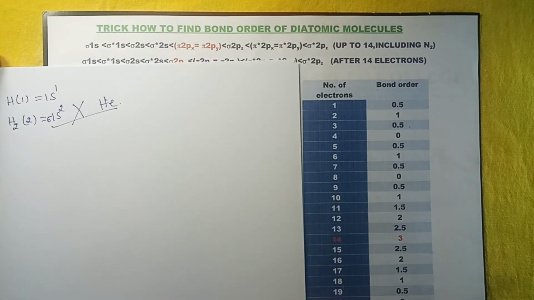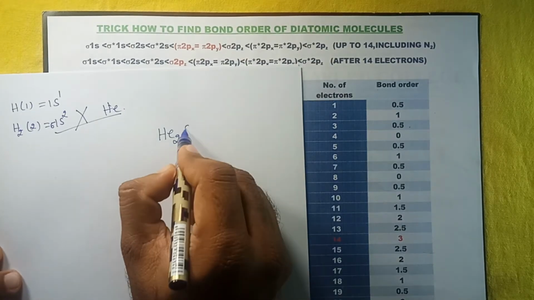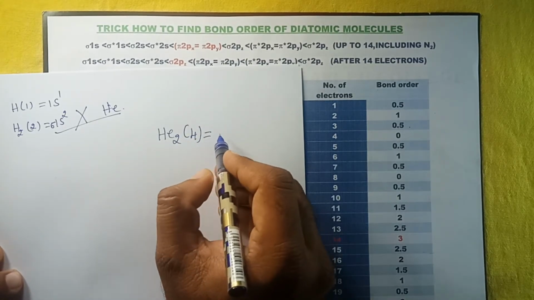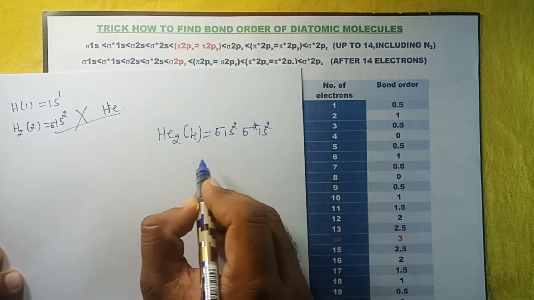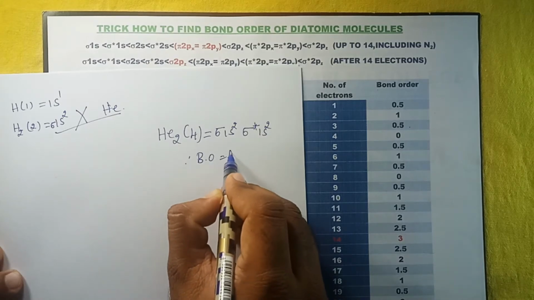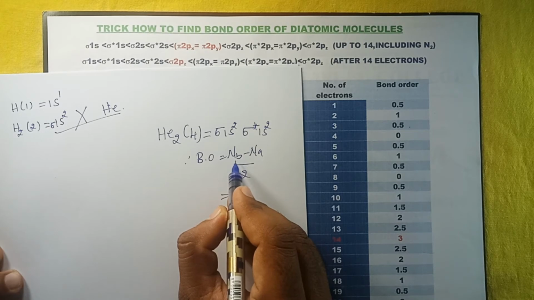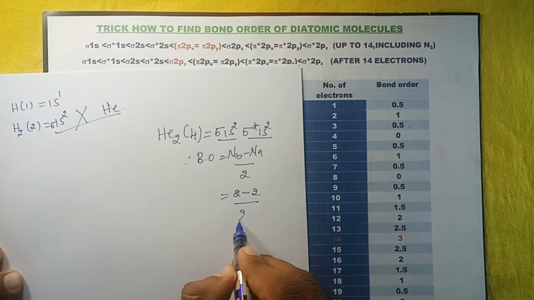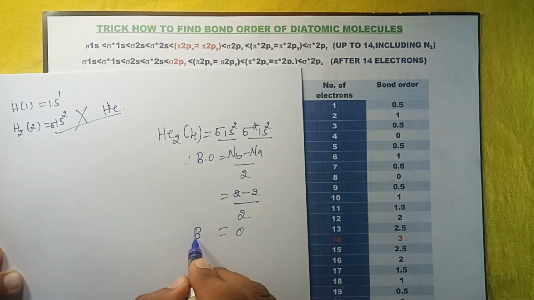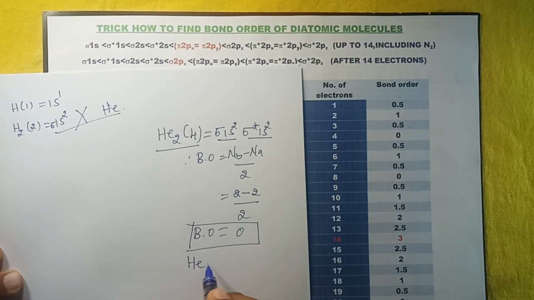Let me clarify this by taking an example. So I will take the He2 molecule. It contains 4 electrons. The electronic configuration is sigma 1s2, sigma star 1s2. So bond order equals Nb minus Na by 2. Nb means number of electrons in bonding molecular orbital, that is 2 electrons. 2 minus anti-bonding, there are 2 electrons. 2 minus 2 is 0 by 2 is 0. Therefore bond order is 0 for He2 molecule. This indicates there is no bond between helium and helium atom.